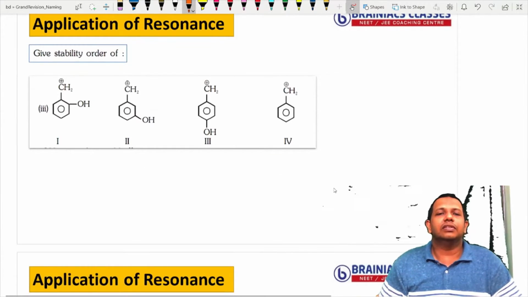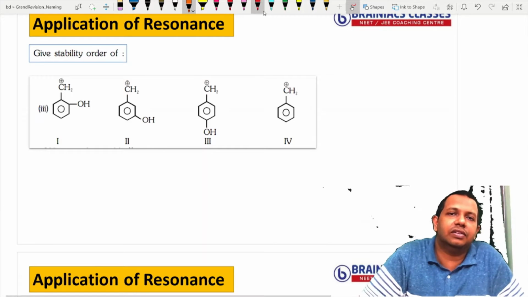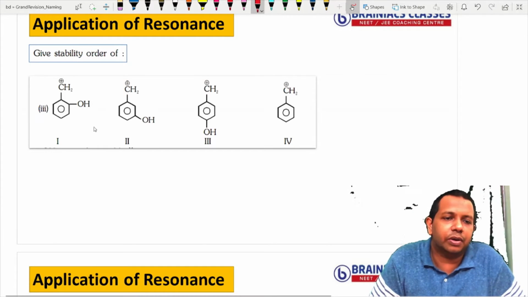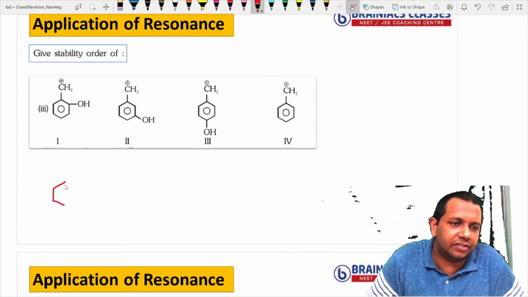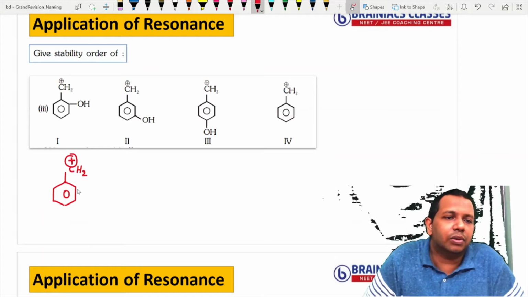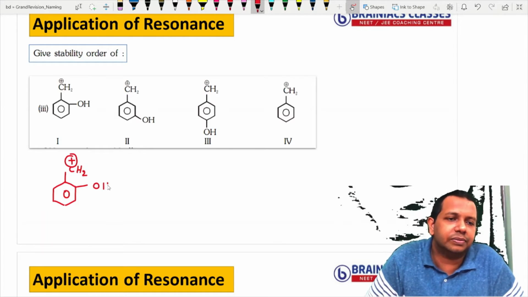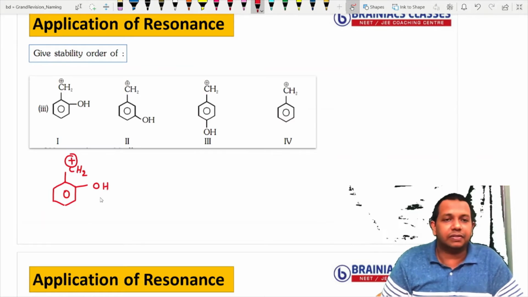Now let's look at this question. Again in this question you need to identify the stability order, and here also a positive charge is present. Let's see. You have the first species with CH2 plus, so it is also a carbocation with a positive charge. Now here an OH group is connected. What group is present? OH group is present.